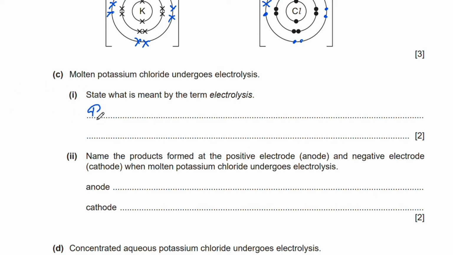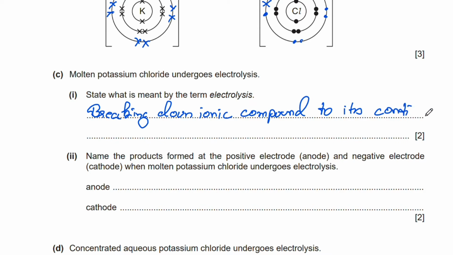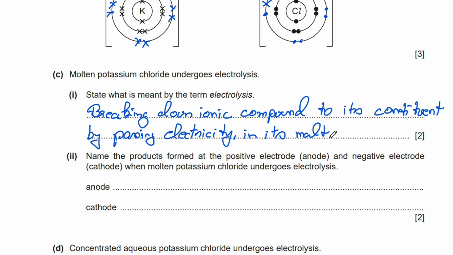We can write: breaking down ionic compound to its constituent by passing electricity or the electric current, and the compound should be in its molten or aqueous state.